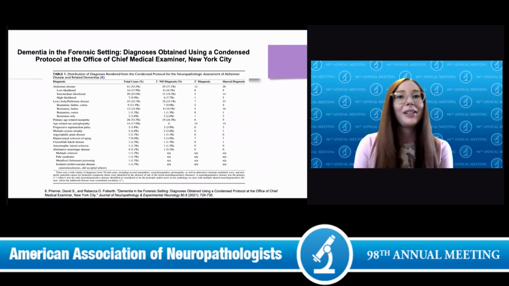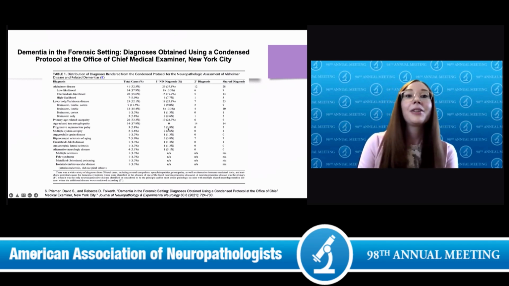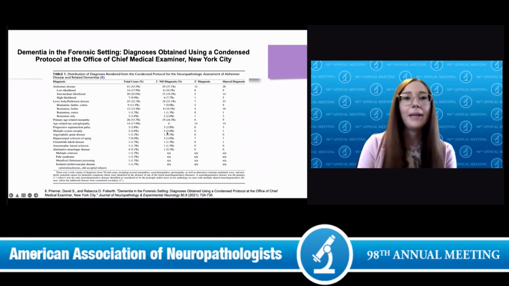So then to transition into a publication from David Premer and Rebecca Folkerth that described dementia in the forensic setting, diagnoses obtained using the condensed protocol at the Office of the Chief Medical Examiner in New York City. As you can see here, this just outlines the distribution of diagnoses that were rendered from the condensed protocol from 2017 for the neuropathologic assessment of Alzheimer's disease and related dementias. And it picks up numerous entities that we had not examined previously.